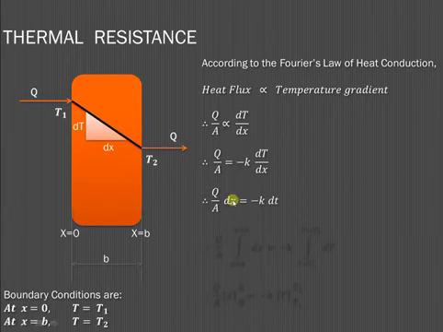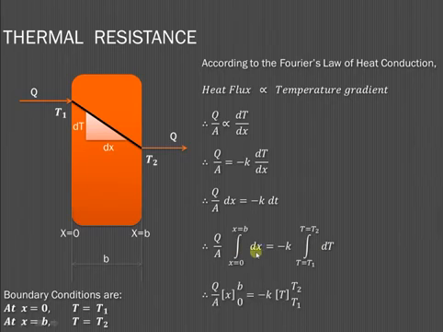Transfer this dx on this side, so it is q by A into dx is equal to minus k dT. And now apply the limits or boundary conditions. So at x is equal to 0 to B, temperature is from T1 to T2. So these conditions are applied on both the sides, that is on the left hand side for dx and on the right hand side for dT. Integration of dx is x from 0 to B. Similarly, integration of dT is T from T1 to T2. Now in place of x, substitute the upper limit minus the lower limit, and in place of T, substitute the upper limit T2 minus the lower limit T1.